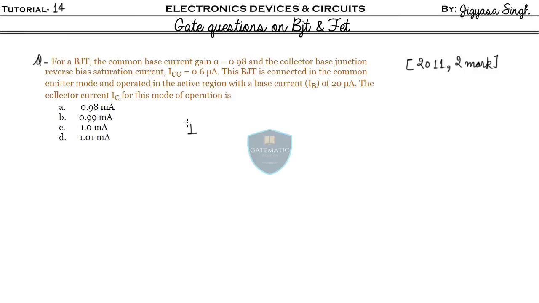It's so simple. We know that IC is equal to beta IB plus (1 plus beta) ICO, or ICBO, whatever. Here ICO is given. So what do we have, alpha or beta? We have alpha, alpha is equal to 0.98. So quickly tell me what will be the beta. What is the formula? The formula is this.